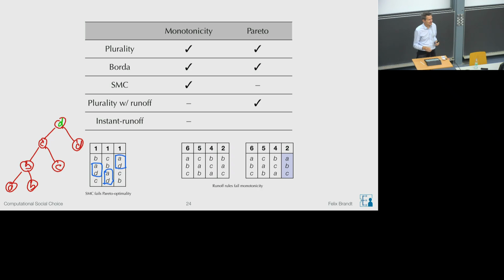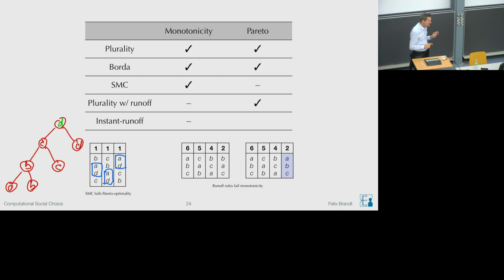You can also define other runoff methods. For instance, you can have a runoff method where you do everything with Borda scores: you take the 2 alternatives with the highest Borda score, and then they have a runoff election. But in this simple example, because there are only 3 alternatives, this rule would also do the same thing. So this example is pretty universal. It was constructed by Peter Fishburn, I think, and shows that runoff rules all violate monotonicity.